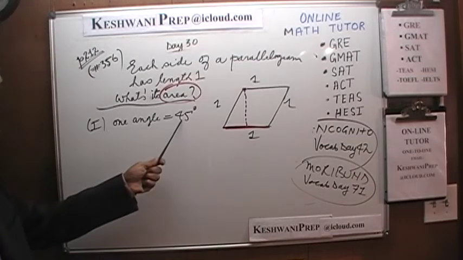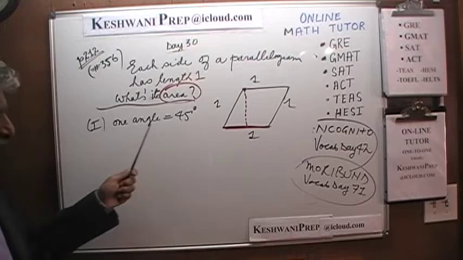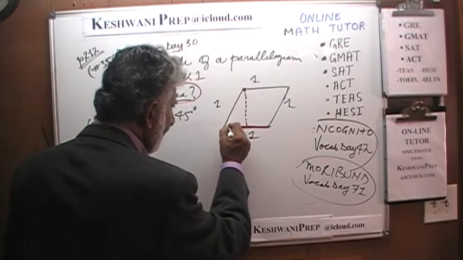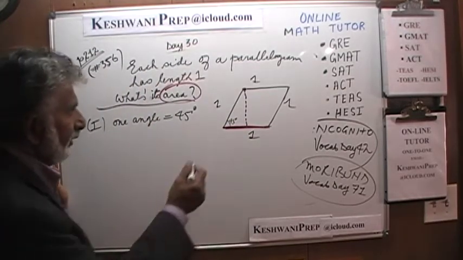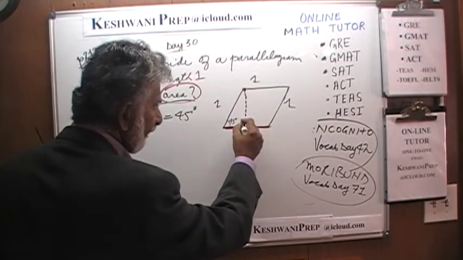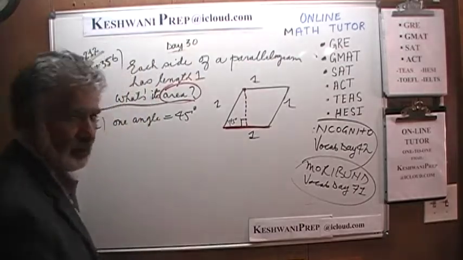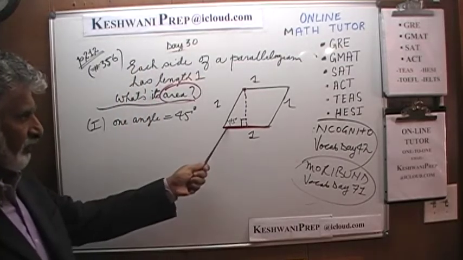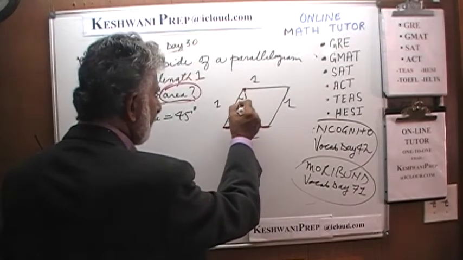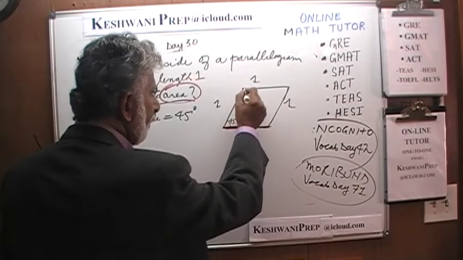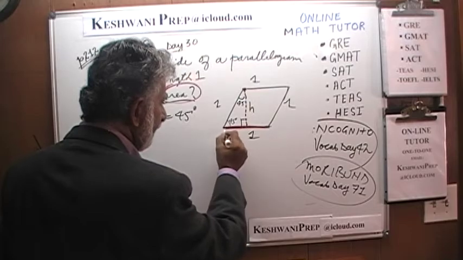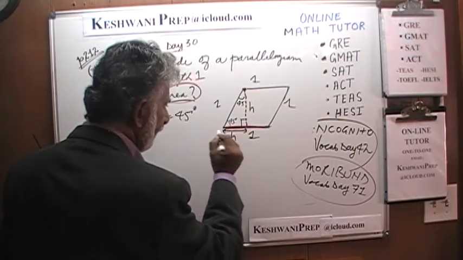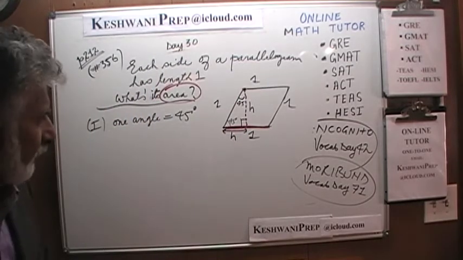Let's see if we can figure out the height, based on the fact that one of the angles is 45. They don't tell us which angle is 45. So if this angle is 45, okay, listen carefully. Since we are dropping a perpendicular, this has to be 90. If we drop a perpendicular and that is 45, then this would have to be 45. Let's call this distance the height, h. If this from here to here is h, then this part from here to here is also h. Let's erase this one so it doesn't confuse us.